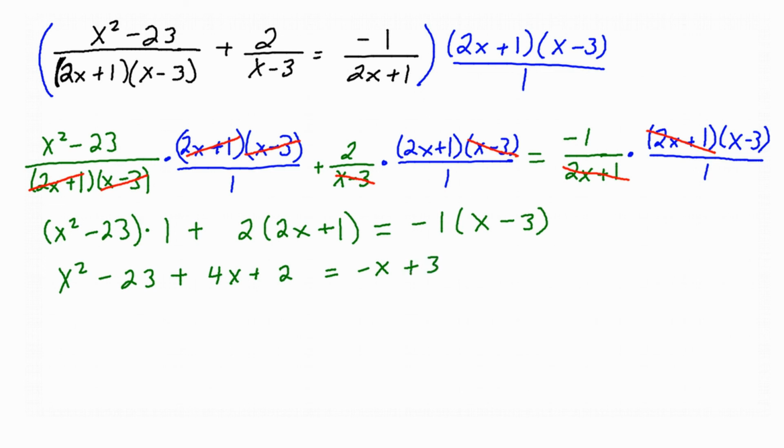Now we want to add like terms. x squared plus 4x minus 21 equals negative x plus 3. We want to move everything over to the left side. x squared. Then I add x to both sides. 4x plus x is a positive 5x. Then I subtract 3 from both sides, and negative 21 minus 3 is a negative 24, and that equals 0.